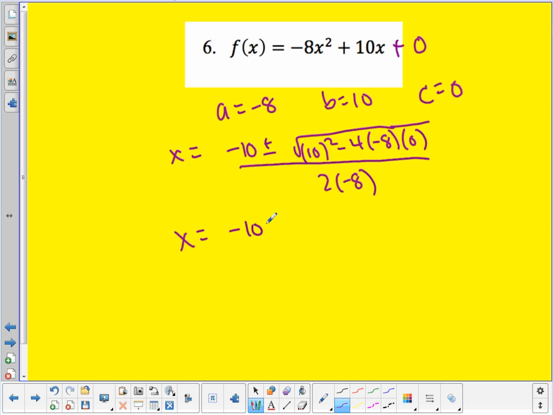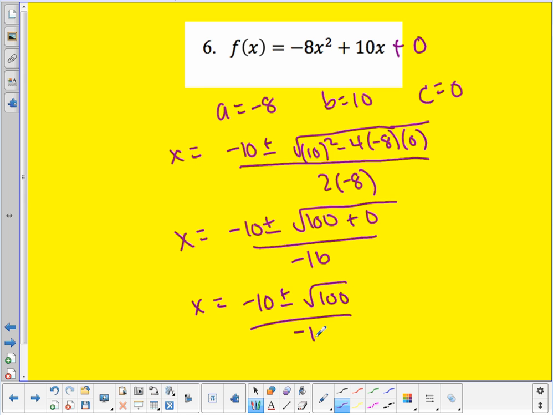That's negative 10 plus or minus 10 squared, which we know is 100. Negative 4 times negative 8 times 0 is just going to be 0. Whether it's plus or minus doesn't really matter because if we add 0, it doesn't change. If we subtract 0, it doesn't change. The bottom is 2 times negative 8, which is negative 16. And then I have 100 plus 0, which is still 100.